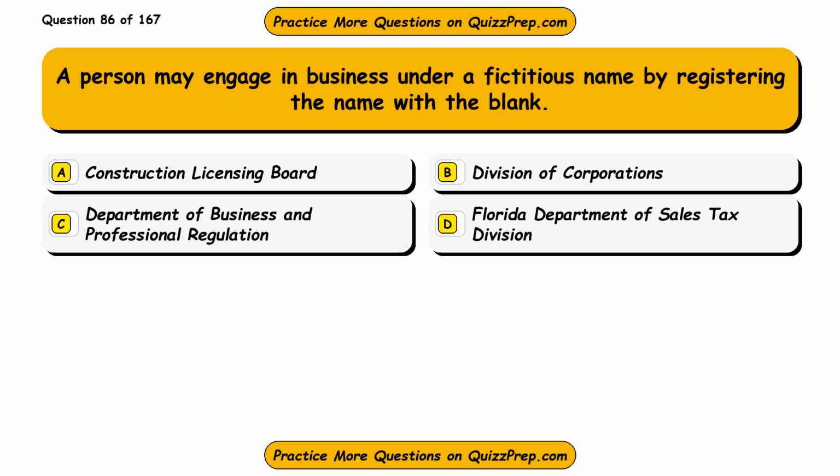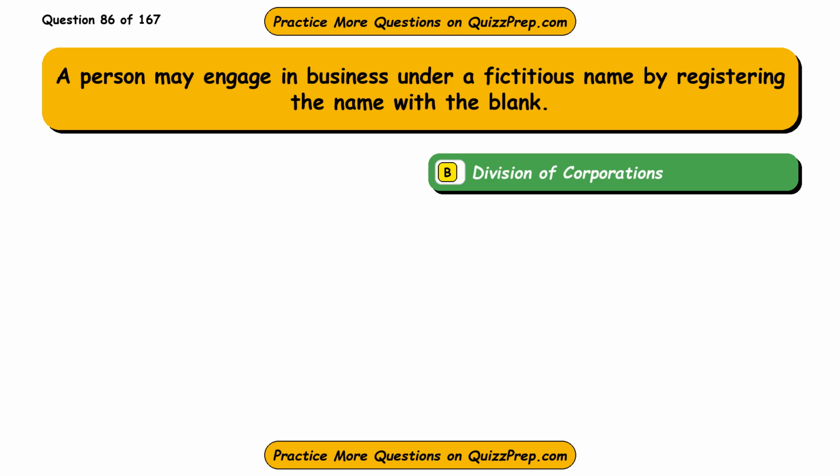A person may engage in business under a fictitious name by registering the name with the blank. Option A, Construction Licensing Board. Option B, Division of Corporations. Option C, Department of Business and Professional Regulation. Option D, Florida Department of Sales Tax Division. The correct answer is option B, Division of Corporations.